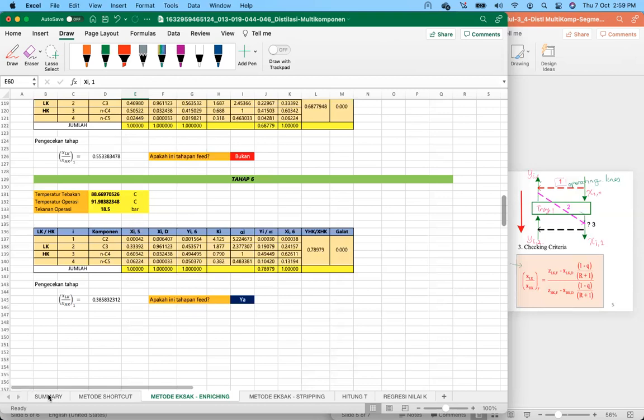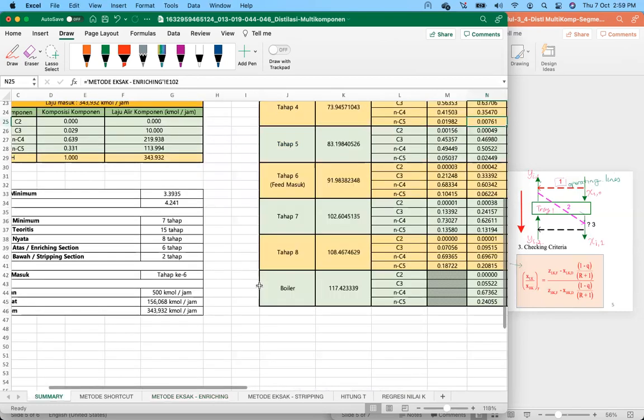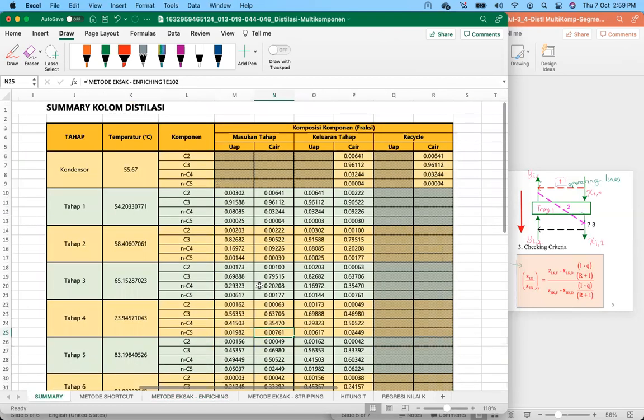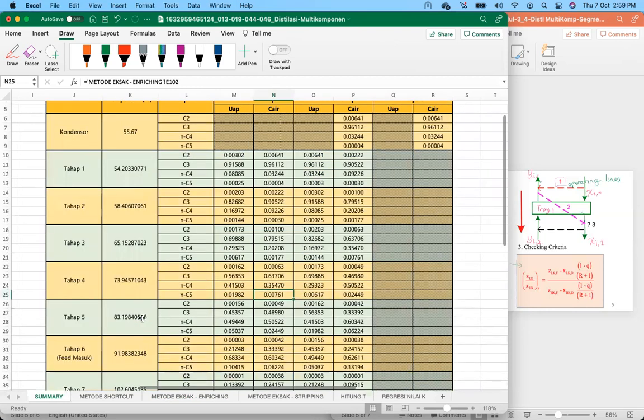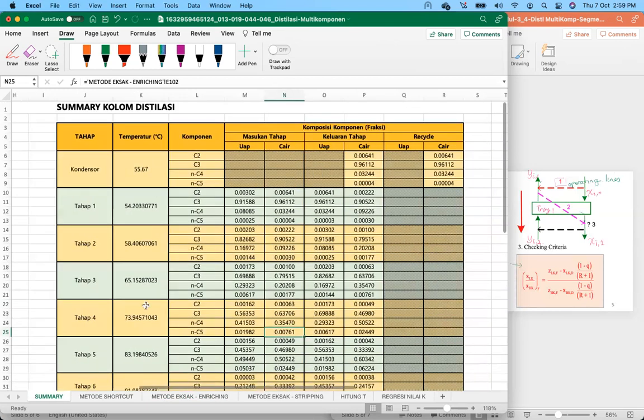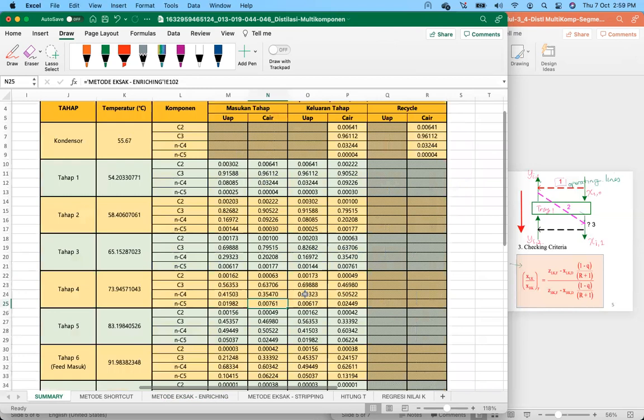Just in summary, before you change to the utility system, later you will have the composition of the fractions and also the temperature. So you can have a temperature profile in each stage, and also the composition profile in each stage.